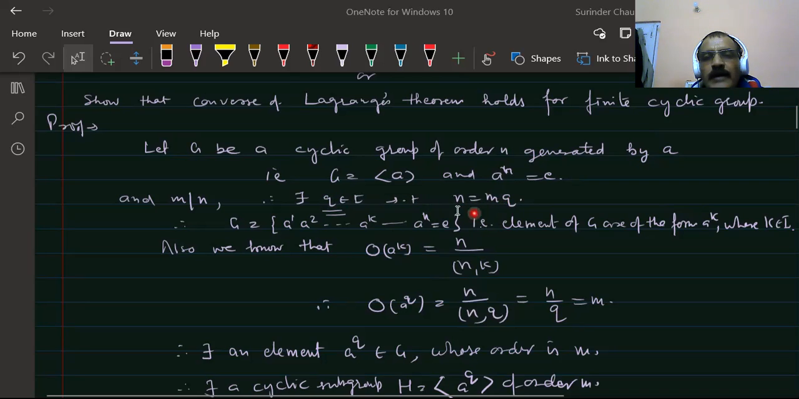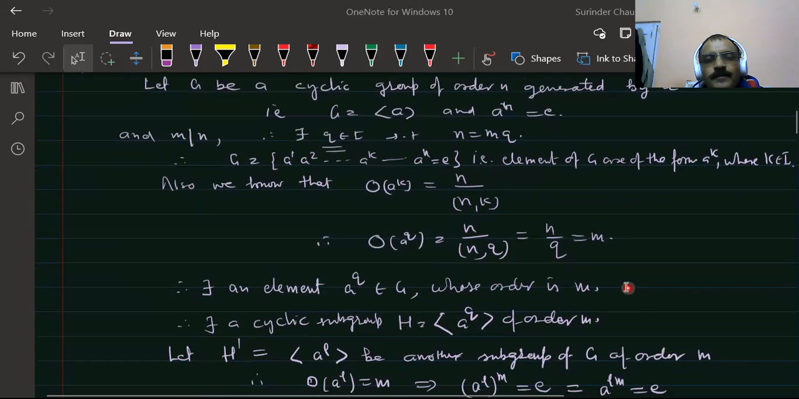Q divides n here. So the greatest common divisor of Q and n is equal to Q. Just name it as n upon Q. Which is equal to n upon Q is equal to how much? This is equal to n divided by n. So the order of a^Q comes out to be n. Therefore, there exists an element a^Q of G whose order is n.